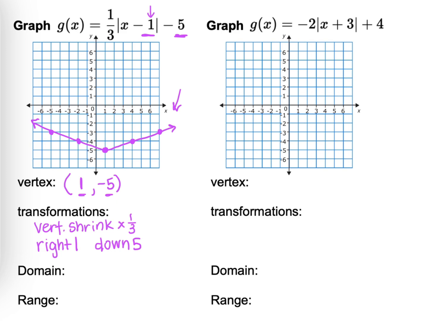As far as domain and range, this thing is still infinitely wide, so all real numbers for the domain. Now that it's shifted down, it actually does go down a little lower than it used to, but it always stays above that -5. So that would be our range.